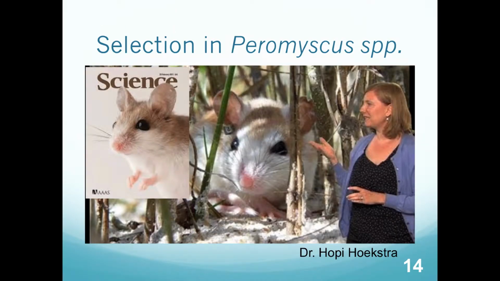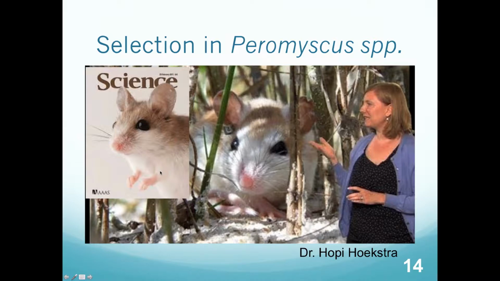So one good example is selection in Peromyscus mice. We will be reading a paper about this soon. And Dr. Hopi Hoekstra was able to find an exact molecular mechanism by which mice were selected for white fur. Mice that lived in beach populations were selected to have white fur.